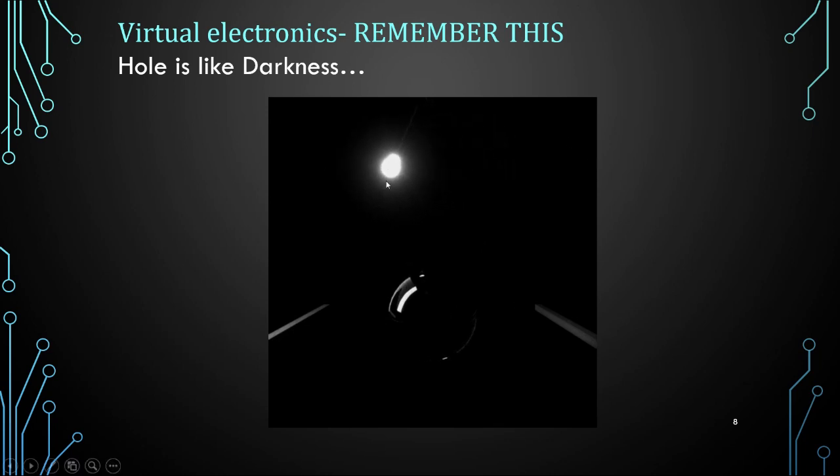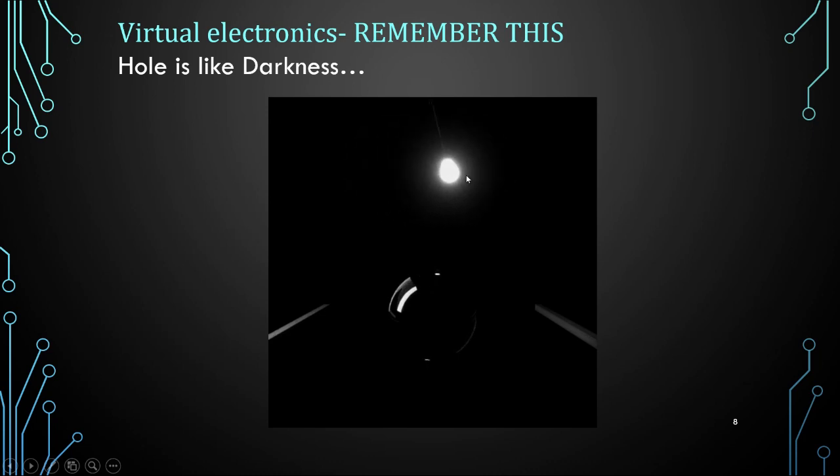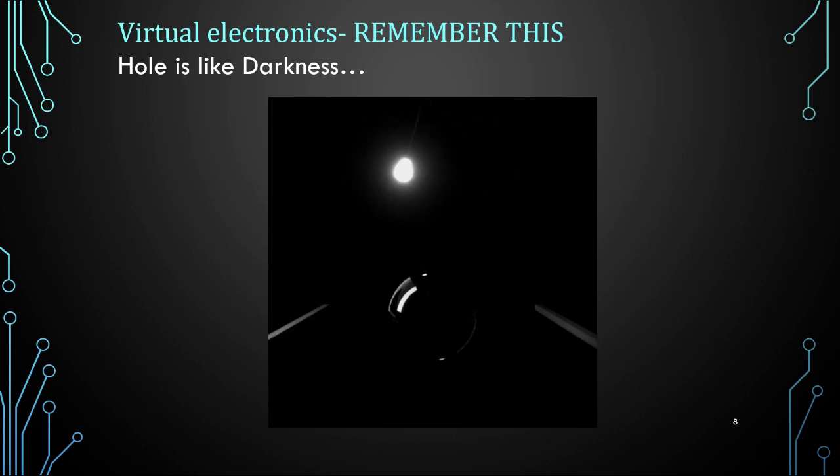It can be understood by taking the example of light. What is light and what is darkness? If I say the light is moving towards the right, someone with negative thinking can say that darkness is moving to the left. But darkness is not a phenomenon. Darkness is absence of light. That's it. Similarly, a hole is not a physical particle. It is the absence of an electron.